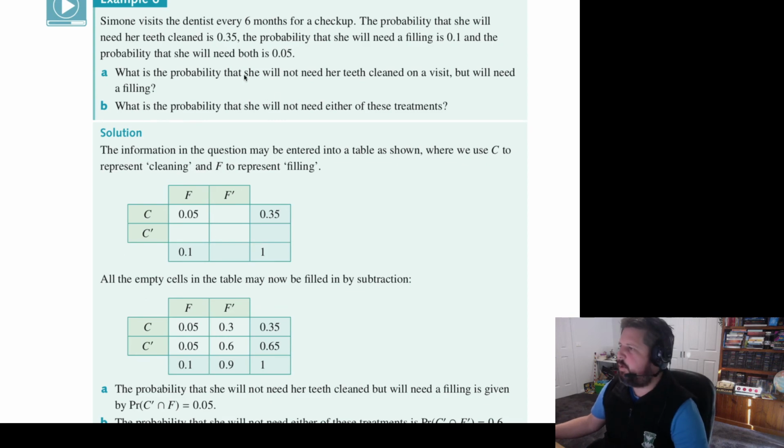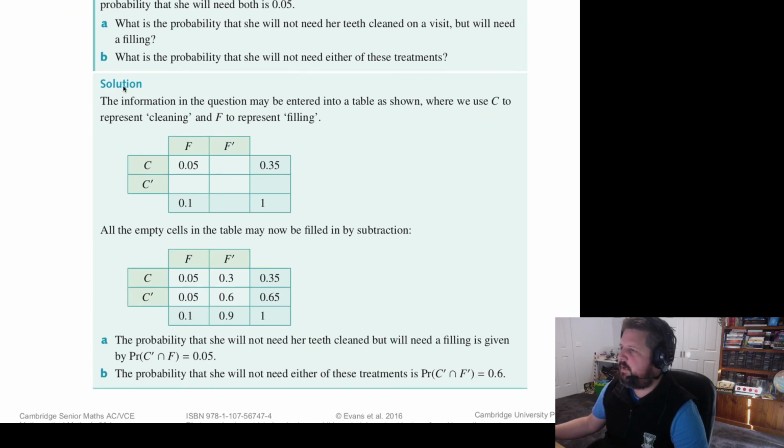So it says here, what is the probability that she will not need her teeth cleaned on a visit, but will need a filling? Okay, so not need her teeth cleaned will be C dashed, and she will need a filling, F. So filling and not her teeth cleaned, it's going to be 0.05 there. Next one says here, what is the probability that she will not need either of these treatments? So that's C dashed and F dashed. C dashed and F dashed is 0.6 there.